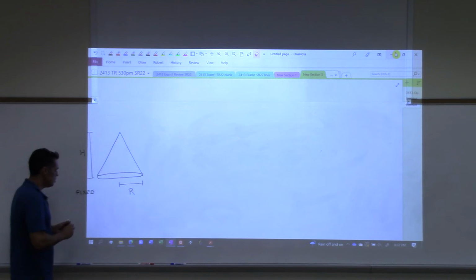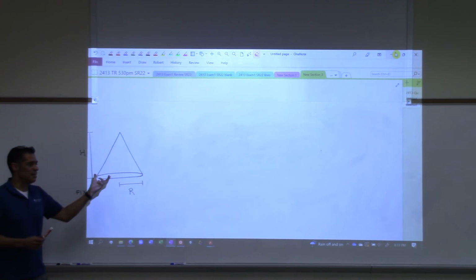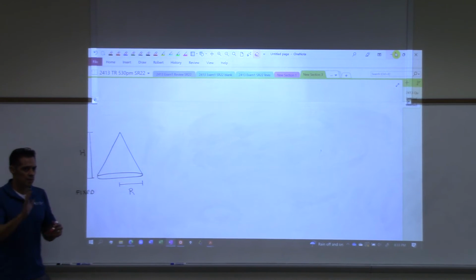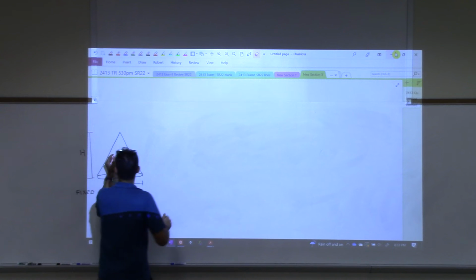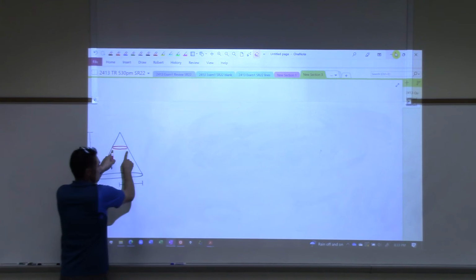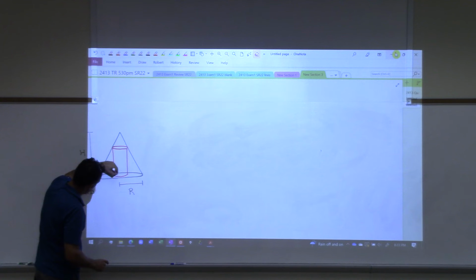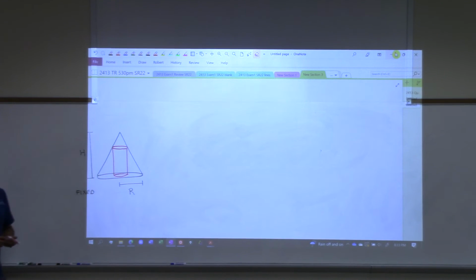What I'd like for us to do is to inscribe into this cone a right cylinder. So let me draw it first. I'm going to put a right cylinder in here that just touches the cone up there and then comes down and touches the base of the cone like that. Do you see it? It's a cylinder, it's a beer can inside of a cone. Yes?